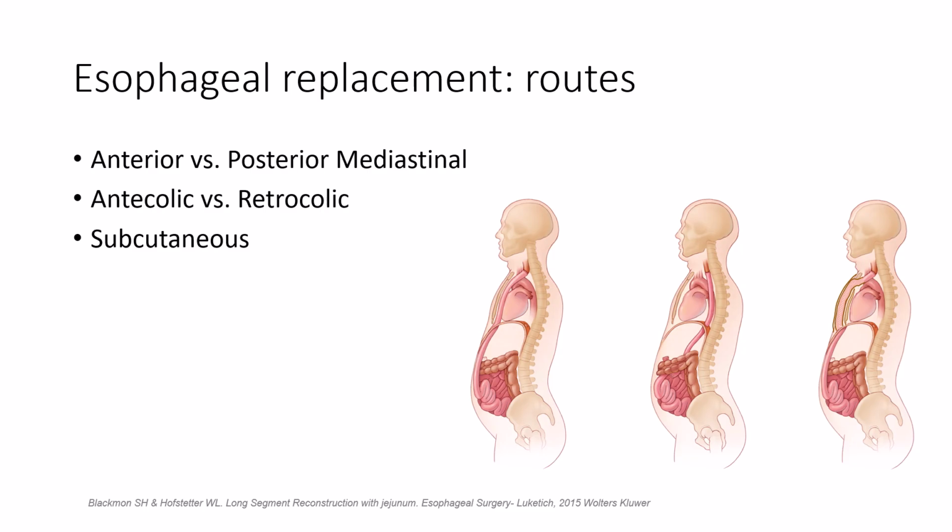There are many different esophageal replacement routes. There is the anterior mediastinal, the posterior mediastinal, anticolic, retrocolic, and finally subcutaneous, as is seen to the far right. The image to the far left is the anterior mediastinal route in front of the heart and behind the sternum. The route that is seen in the middle is the posterior mediastinal route.